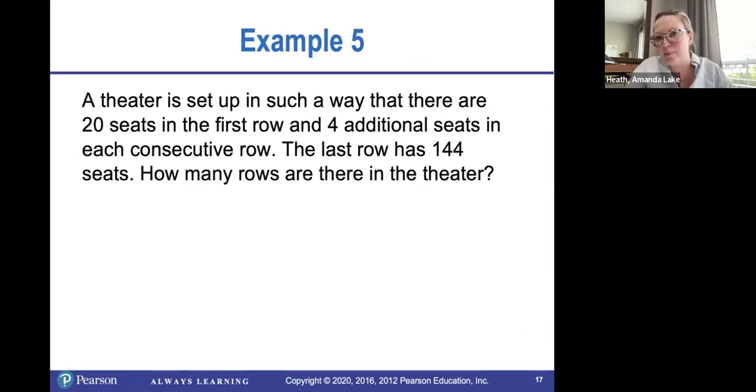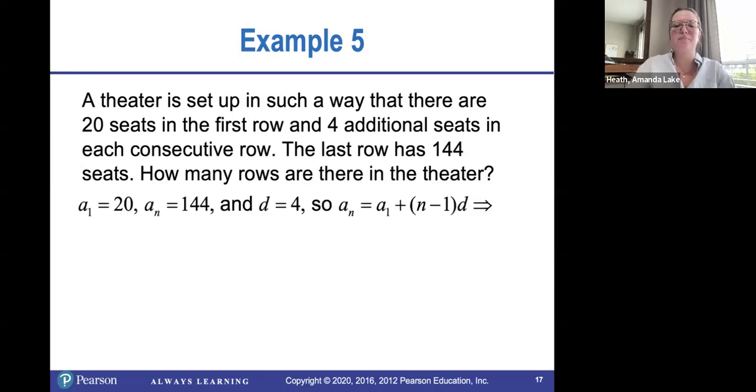Okay, so here's a practical example we could use with sequences. Say we have a theater set up in a way that there are 20 seats in the first row and 4 additional seats in each consecutive row. And we know that the last row has 144 seats. How many rows are there in the theater? So A1, the first term in our sequence, is 20. a_n, or the nth row, which is the last row, has 144 seats. And d is 4, the difference.